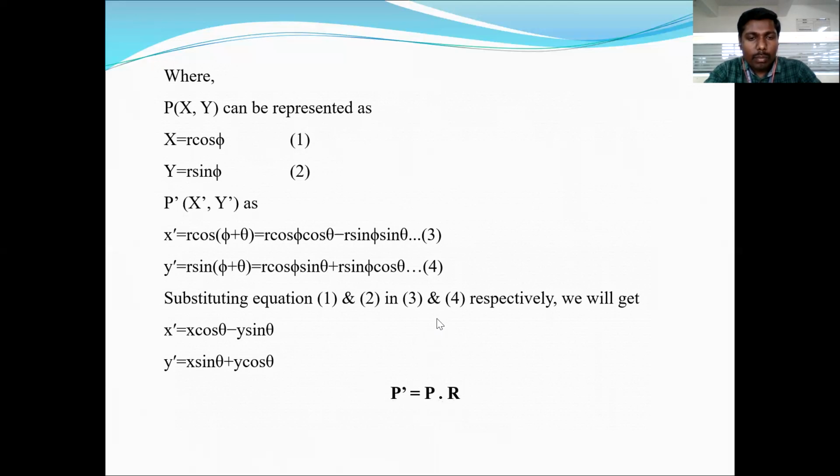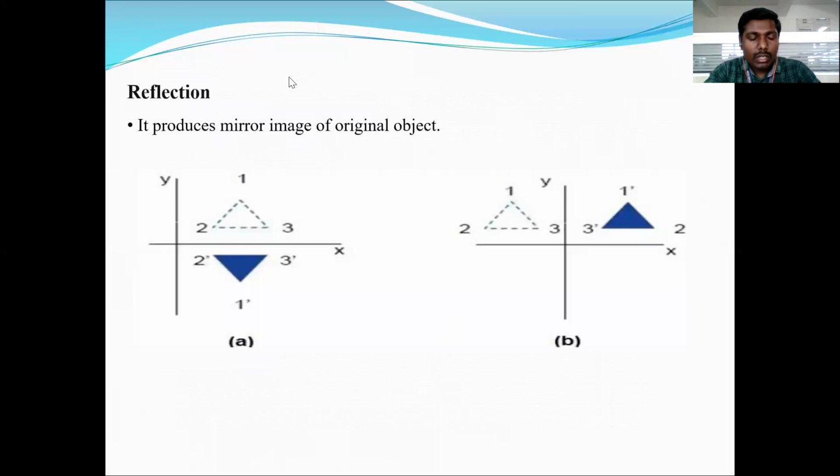Apart from these basic transformations, that is scaling, rotation and translation, we have additional transformations. I mentioned earlier reflection and shearing; we consider these as additional transformations. Generally, the best example of reflection is a mirror. What do you see in a mirror? It produces the mirror image of an original object.